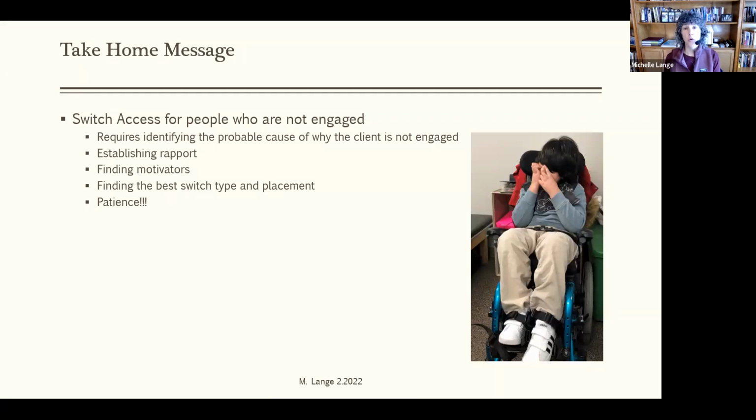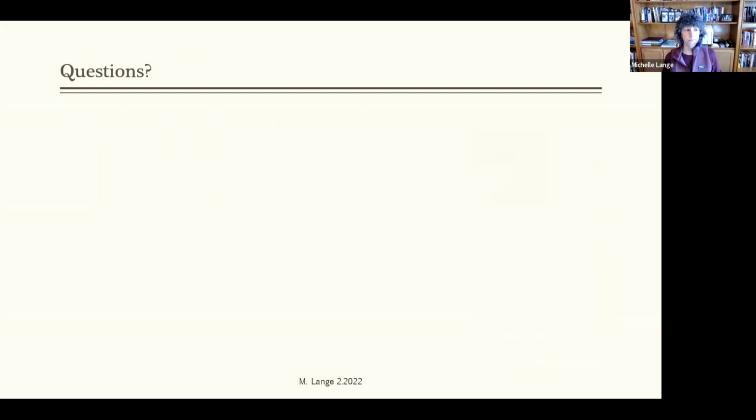I need to find what motivates this client as well and be willing to incorporate that into whatever I'm doing. And then from there, try to find the best switch type and best placement for that individual and help them see this as a tool, not as the task. And that requires a lot of patience and a lot of time, not just on our part, but the whole team, including the client and the caregivers, explaining to them why this investment of time could be very beneficial for the individual in the long run.